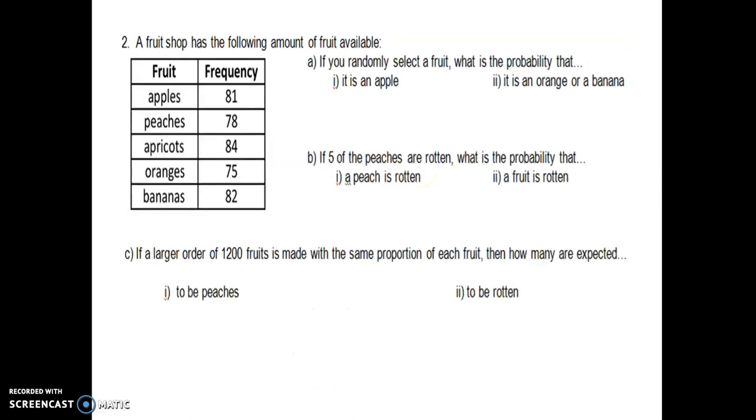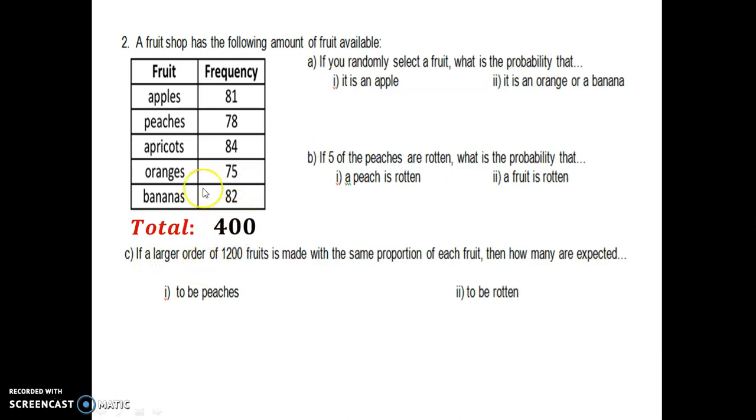Great, so try this one. Same idea, expected values, fruit shop. It shows you that the fruit shop has the following fruits available. Frequency is basically a way of saying a count. So there's 81 apples, 78 peaches. Make sure you are familiar with this word frequency as meaning count. So if you randomly select a fruit, what is the probability that it is an apple?